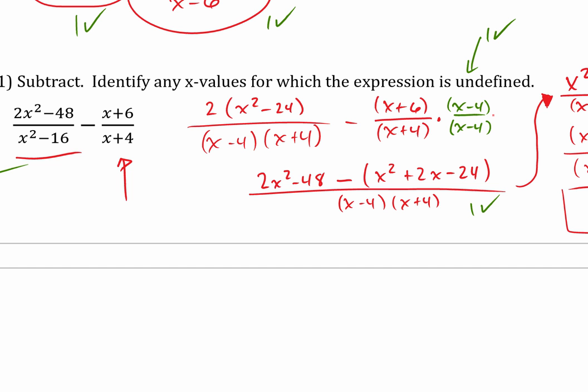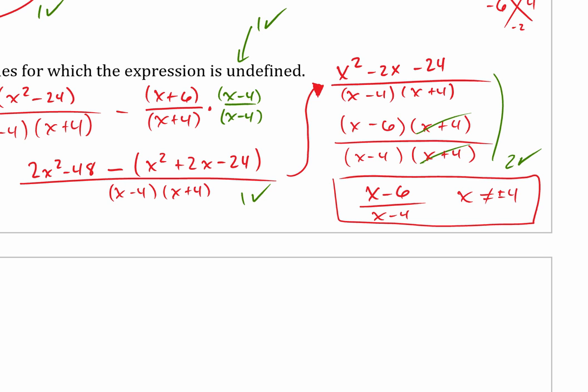The numerator of the first one is 2x squared minus 48 minus, this is kind of important, right? Making sure that you've got the minus with the parentheses, because this negative needs to be distributed to the negative x squared, the negative 2x, and the negative 4. When we do that, and I simplify my numerator, I get x squared minus 2x minus 24, which factors as x minus 6, x plus 4. There's a common factor of x plus 4, so the answer is x minus 6 over x minus 4. X may not be plus or minus 4.